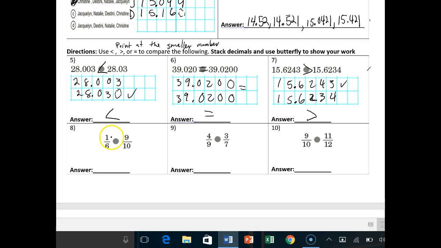So here we're going to use the butterfly method. 1 times 10 is 10, 6 times 9 is 54. So what's greater, 10 or 54? 54. 4 times 7 is 28. 9 times 3 is 27. So what's greater? 28. Point at the 27 because it's smaller. 9 times 12 is 108 versus 10 times 11, which is 110. So what's greater? 110 is greater, so point at 108, less than. Okay. Backside.